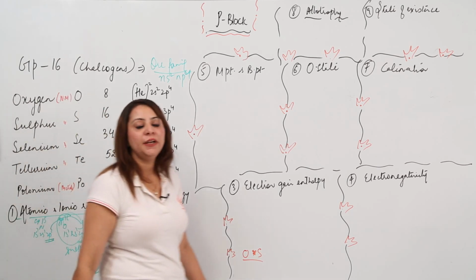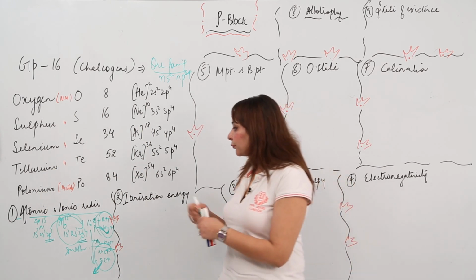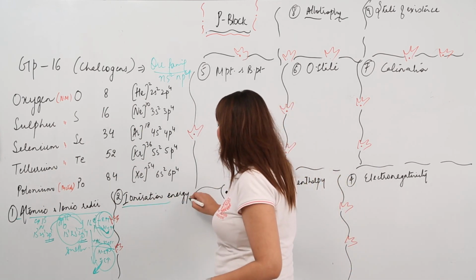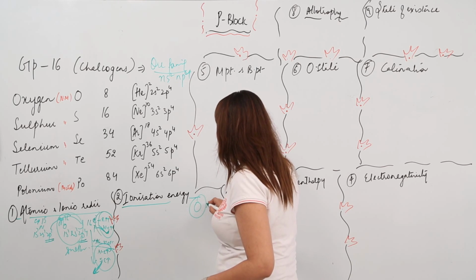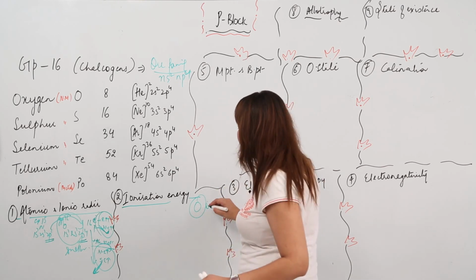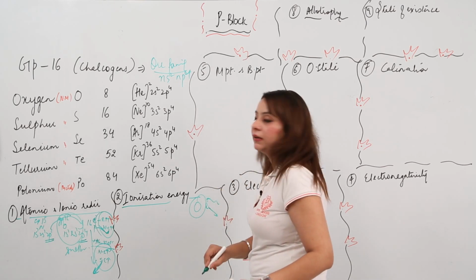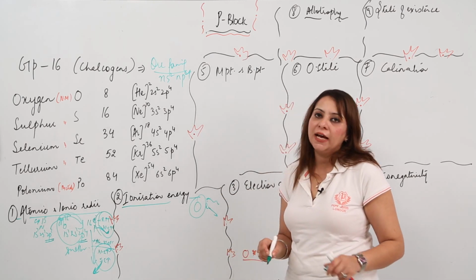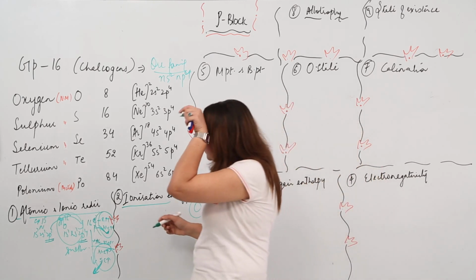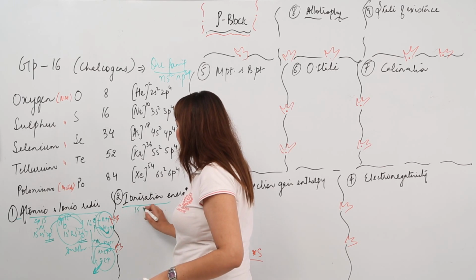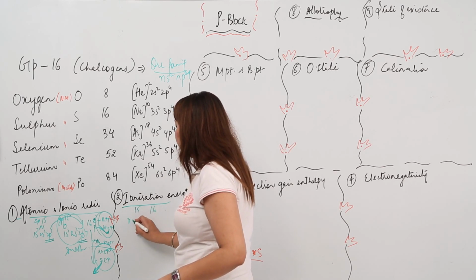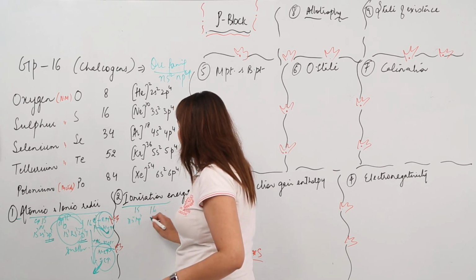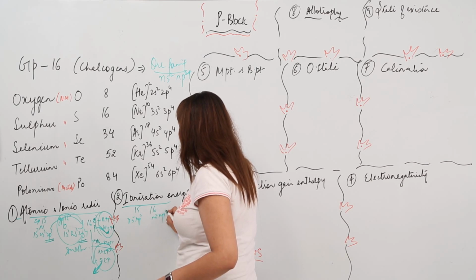Coming to the second property, that is the ionization energy. We know that, suppose I have a nucleus and an electron in the valence shell. If I need to remove this electron, then I have to supply some energy, and that is called ionization energy. So if I compare the ionization energy of the 16th group with the 15th group, the configuration here is ns2np3 and here it is np4.